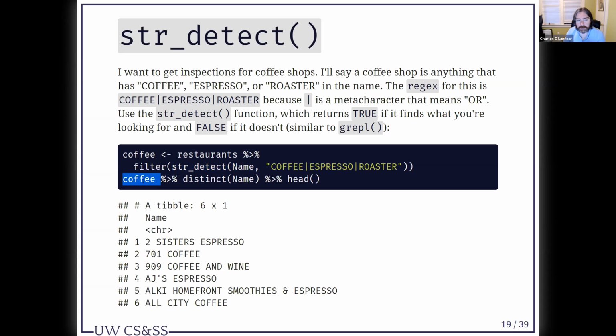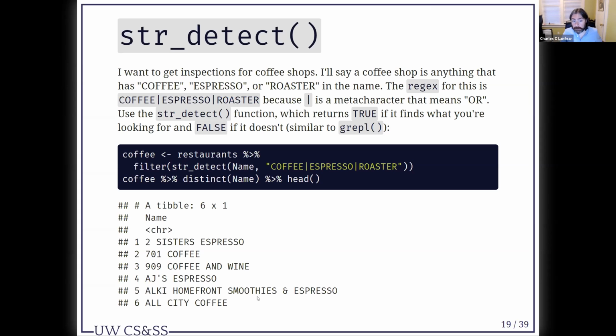I then take my coffee data, go to the distinct names, that is distinct restaurants, get the first 6 observations, and it has returned to us Two Sisters Espresso, 701 Coffee, 909 Coffee and Wine, AJ's Espresso, Alki Homefront Smoothies and Espresso, and All City Coffee. These look like coffee shops, so this seems to have done a pretty good job.